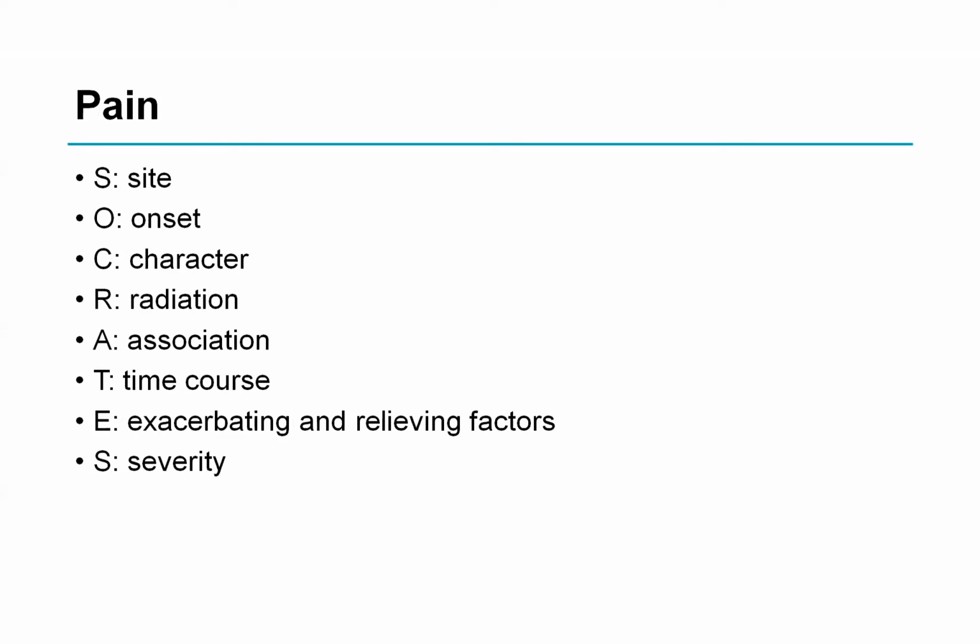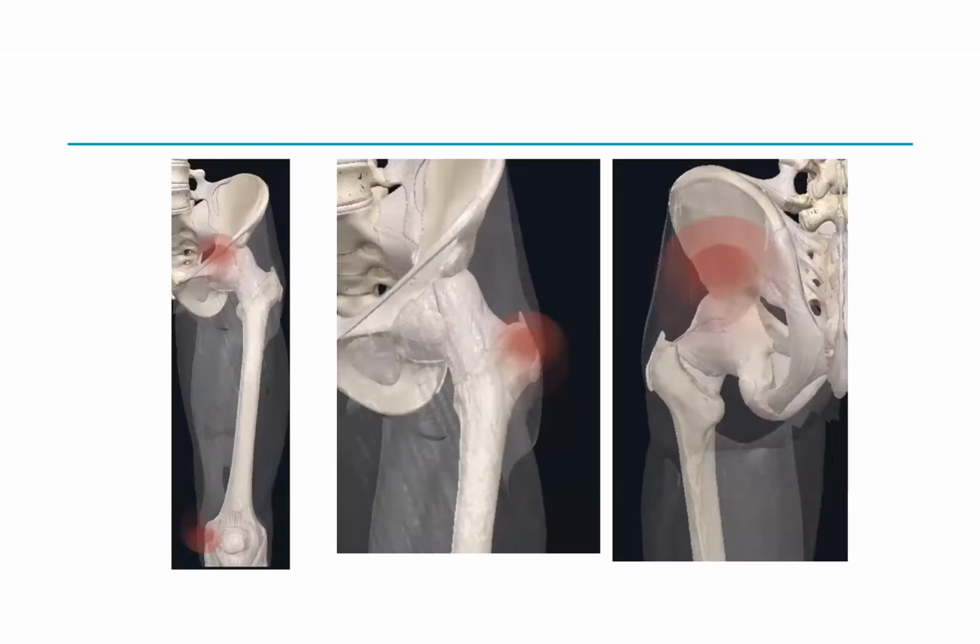When it comes to pain in every part of the body, you need to remember SOCRATES. Site of pain is very important, and it tells you a lot. Any pain originating from the hip is most likely to be felt in the groin, and if it's radiating, it would usually radiate down the anterior aspect of the thigh to the knee. You can also have trochanteric pain, around the greater trochanter, which is usually related to trochanteric bursitis or abductor tendinopathy, but it can occasionally signify pain of hip joint origin.